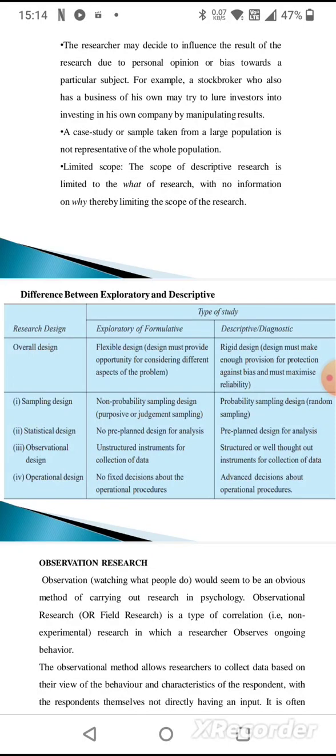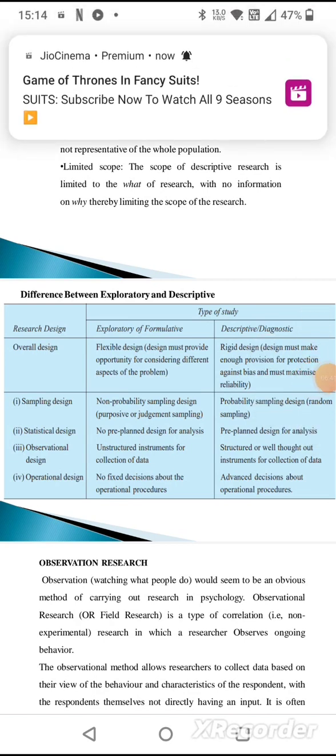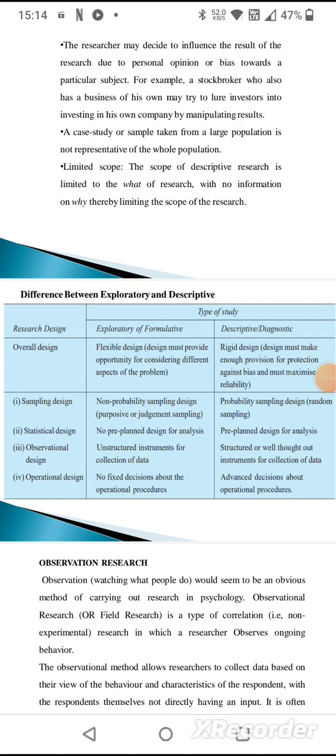Coming to sampling design, non-probability sampling is used in exploratory, most probably purposive or judgmental, and here it is probability sampling design. Coming to statistical design, there is no pre-planned design for analysis in exploratory, and in descriptive you need to pre-plan it. Observational design: unstructured instruments for collection of data, whereas in descriptive you go with a structured questionnaire or well thought out instruments for collection of data. And operational design: no fixed decision about the operational procedures, whereas here you have advanced decisions about operational procedures.